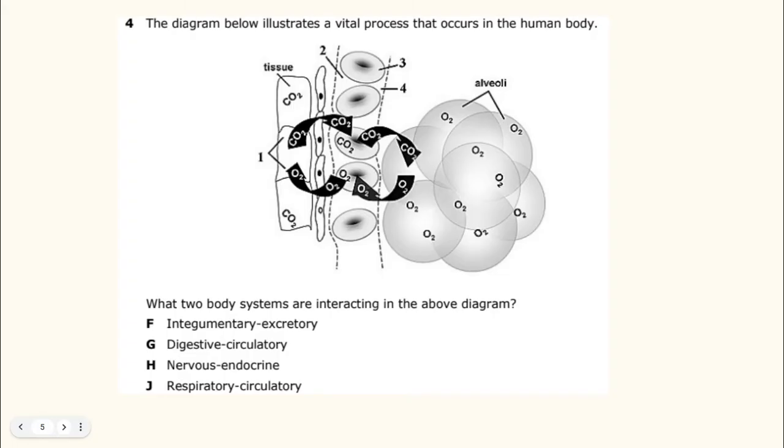So a question that they might ask is like this one. The diagram below illustrates the vital process that occurs in the human body. What two body systems are interacting above? And you can see they're giving you O2, which is oxygen, CO2, and then you can see that these are blood cells. Okay, so what two systems are working together? Remember, our blood is the circulatory, and they look like little discs like they can carry stuff. And then our respiratory is our oxygen. So you should have said J, and this was one of your test questions.